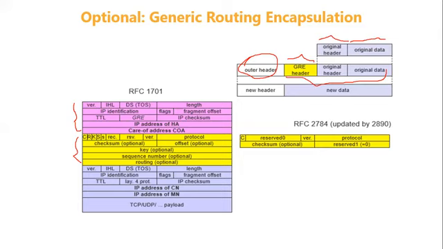So this GRE, generic routing encapsulation, also offers a key field which may be used for authentication. If the key field is present, the K bit will be set. However, authentication algorithms are not further specified by GRE.